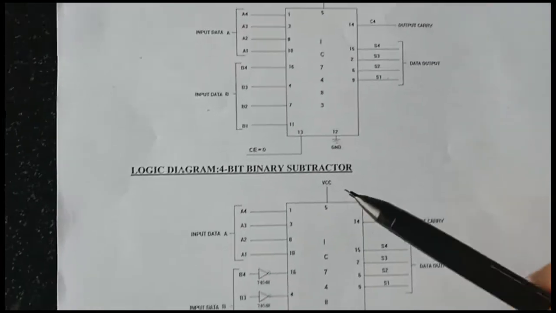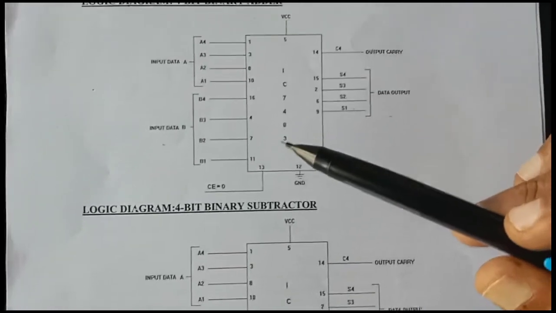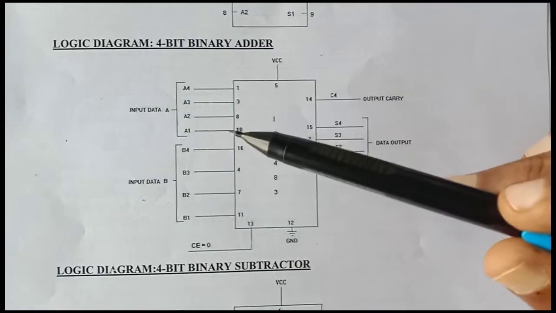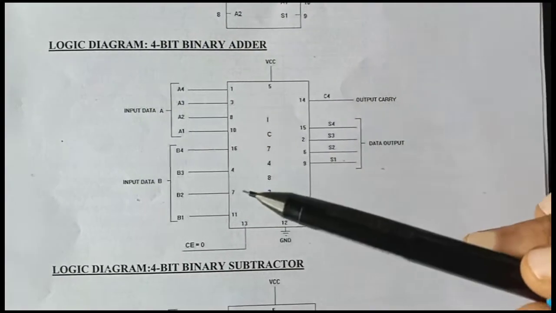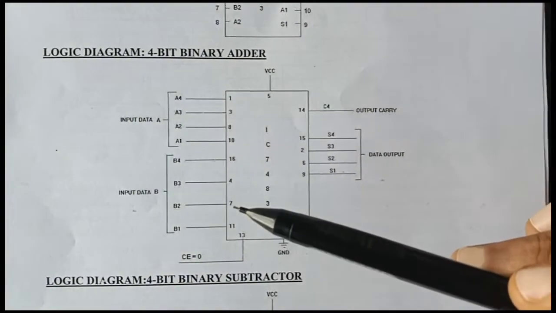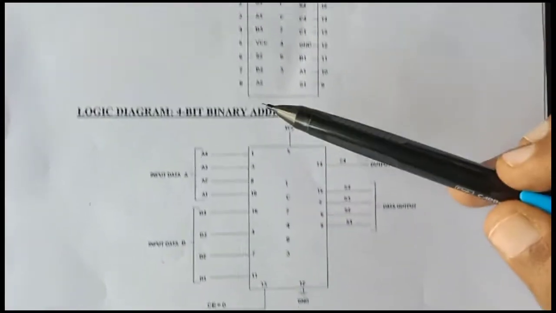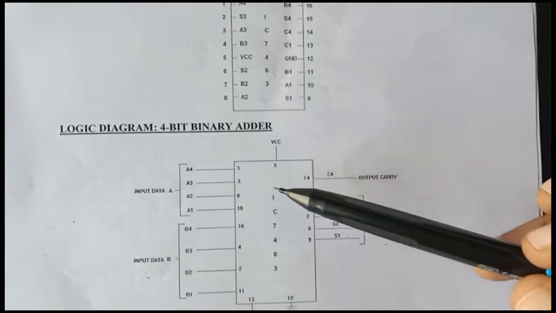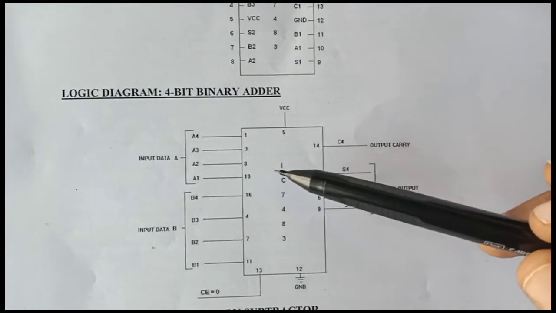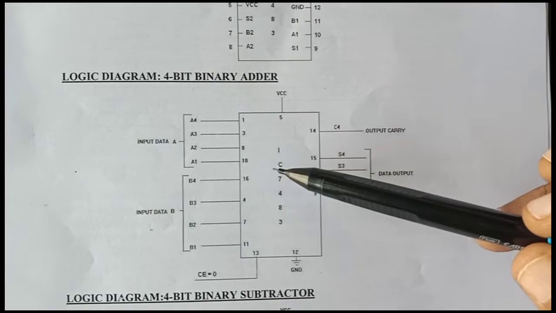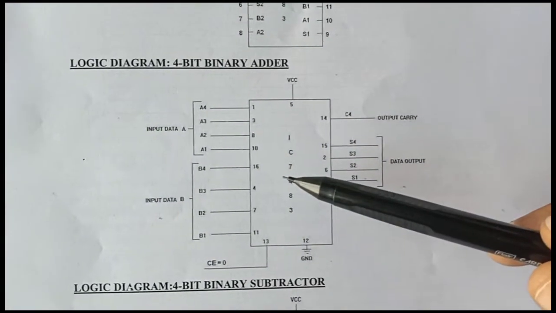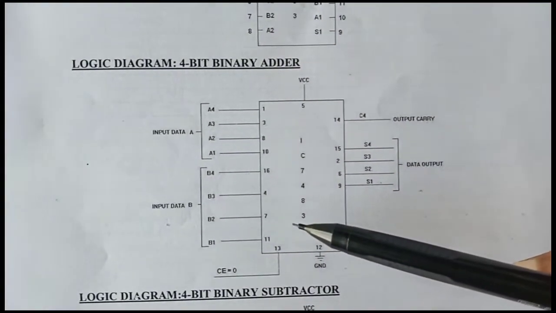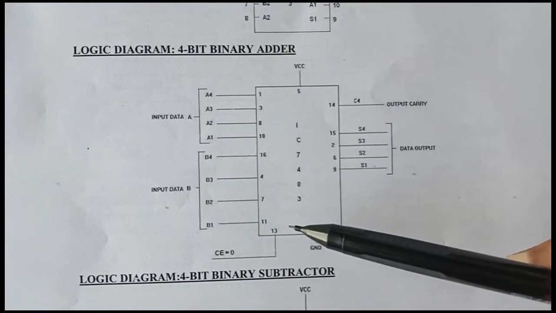This is the logic diagram for IC 7483, the 4-bit binary adder logic diagram. The inputs are A4, A3, A2, A1 for input A and B4, B3, B2, B1 for input B. A4 is given to pin number 1 of IC 7483, A3 is given to pin number 3, A2 is given to pin number 8, A1 is given to pin number 10. Similarly, B4 is connected to pin number 16, B3 is connected to pin number 4, B2 is connected to pin number 7 and B1 is connected to pin number 11.